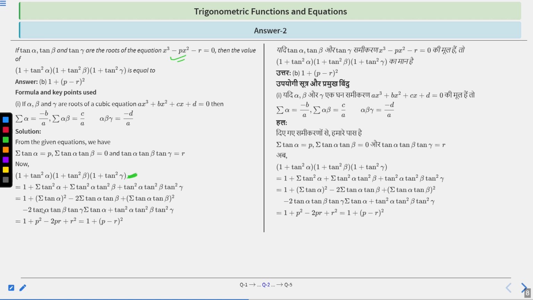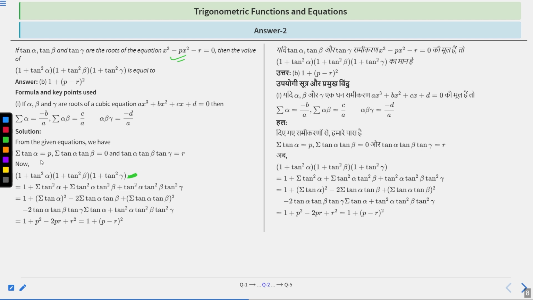which can be written as 1 plus summation of tan square alpha, which can be written as (summation of tan alpha) whole square minus 2 summation of tan alpha tan beta, plus summation of tan square alpha tan square beta, which can be written as (summation of tan alpha tan beta) whole square minus 2 tan alpha tan beta tan gamma into summation of tan alpha, plus tan square alpha into tan square beta into tan square gamma, right?